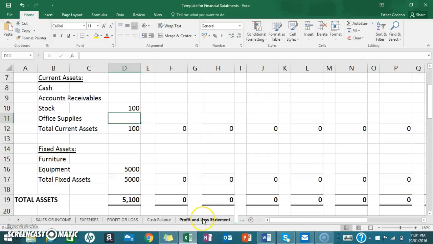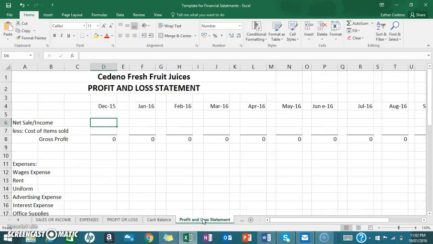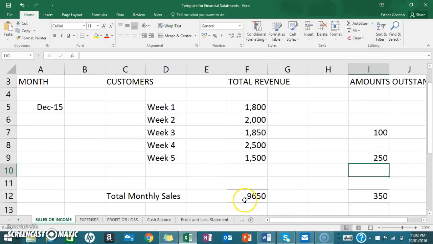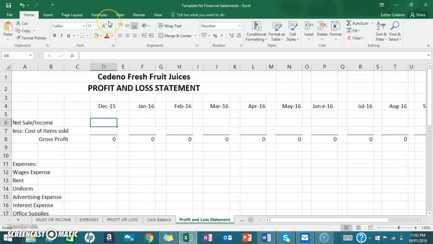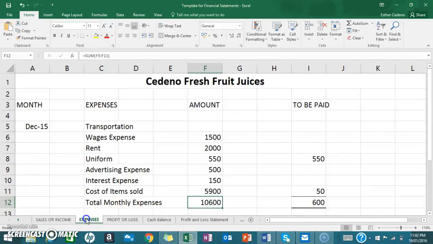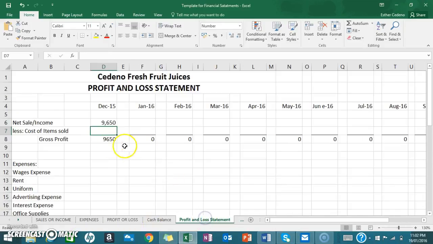As we move on to the actual financial statements, the very first one would be the profit and loss. So you go to get the total income that was earned for the month, and that will be $9,650. So total income, $9,650. Cost of items sold, you'll get that under expenses. Cost of items sold, $5,900. So I'll subtract 5,900 and you will get a gross profit of 3,750.